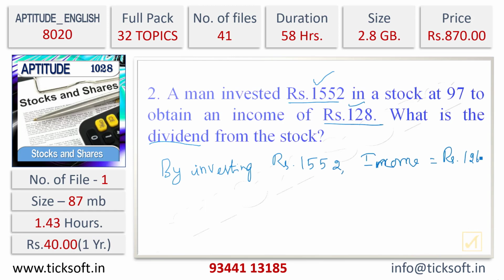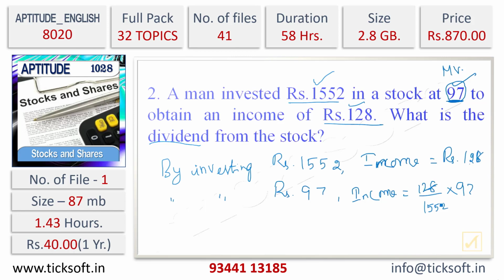Now by using this, we have to find the income when the investment is rupees 97, because this is the market value, because the man invested this amount in a stock at 97. So we have to find the income when the investment is 97. So by investing rupees 97, what will be the income? By investing 1552, the income is 128. So if we divide 128 by 1552, and multiply this value by 97, then we get the required answer. So by investing 97, the income will be equal to 128 divided by 1552 into 97.